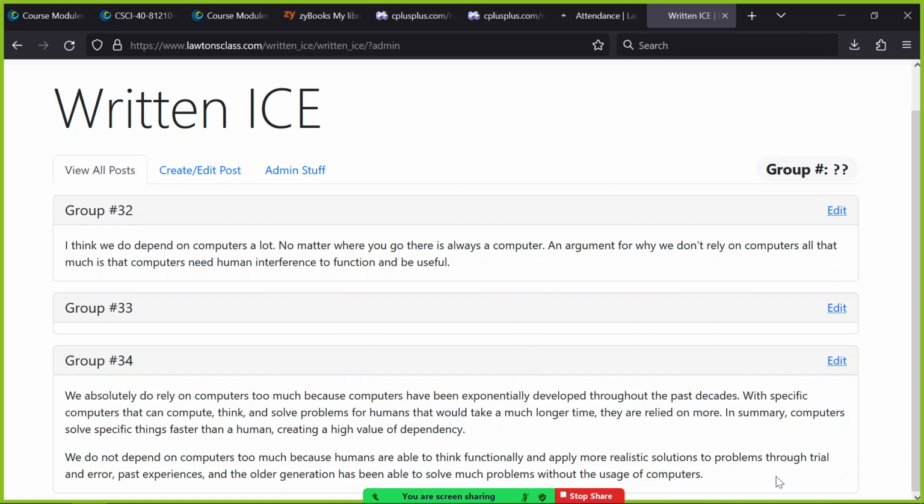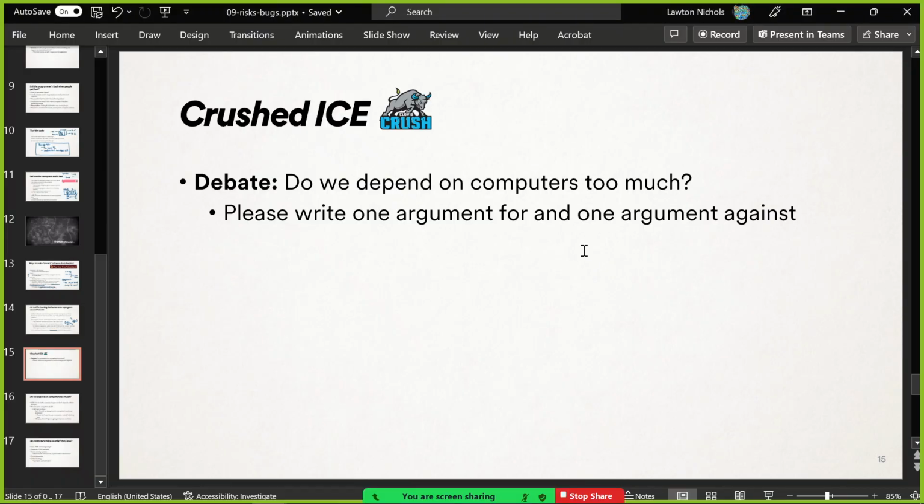Let's see what else. We don't depend on them too much. Humans are able to think functionally and apply more realistic solutions. That's true. There are some things that humans are better at, like art. There are some things that you can't really teach a computer to do very well yet, and that is the essence of humanity, I guess. You can't give that to a computer. Yeah, I like it. So thank you for thinking about it. Maybe some of us are still typing and thinking, but thank you for those who did submit. Let us keep on trucking.